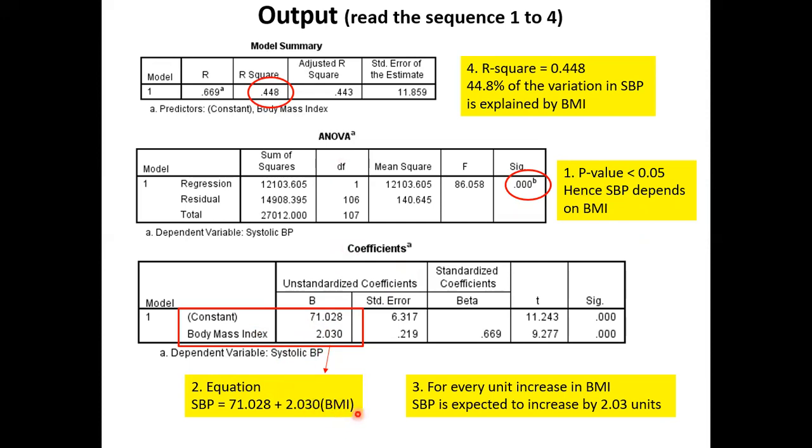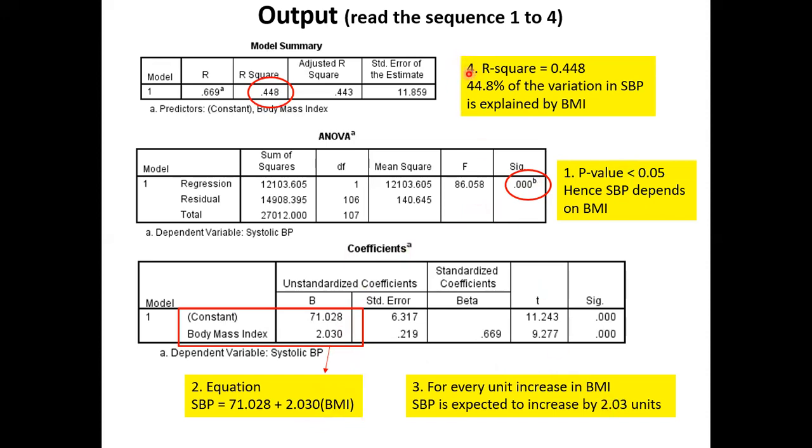Next, interpret it. Every unit increase in BMI, SBP is expected to increase by 2 units. I did not interpret the constant. Every unit increase in BMI, BP is expected to increase by 2 units. Again, number one, the objective is, does BP depend on BMI? P value less than 0.05? Yes. Next question is, how? Write the equation and interpret the 2.03.